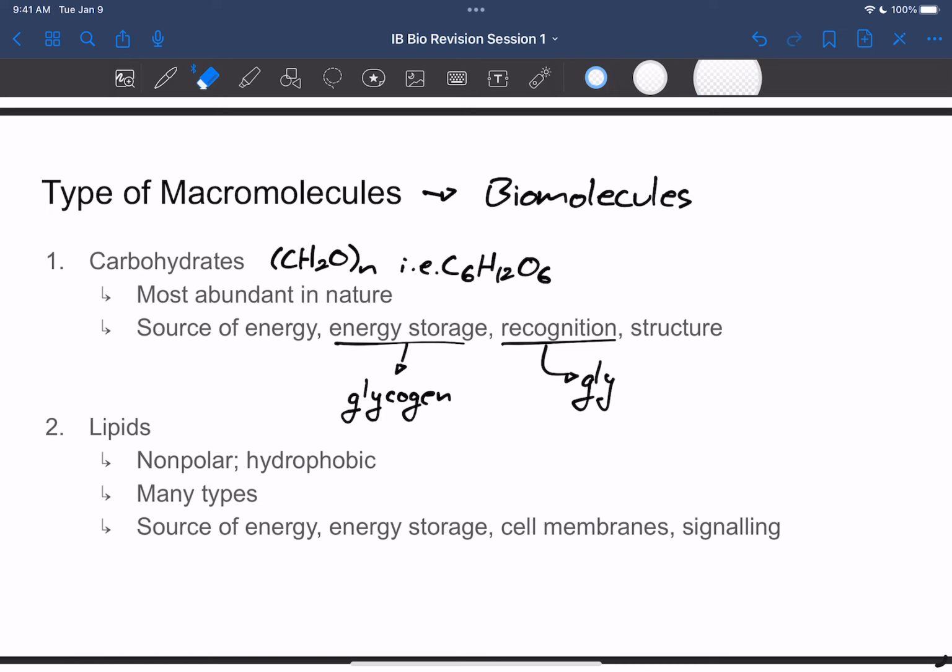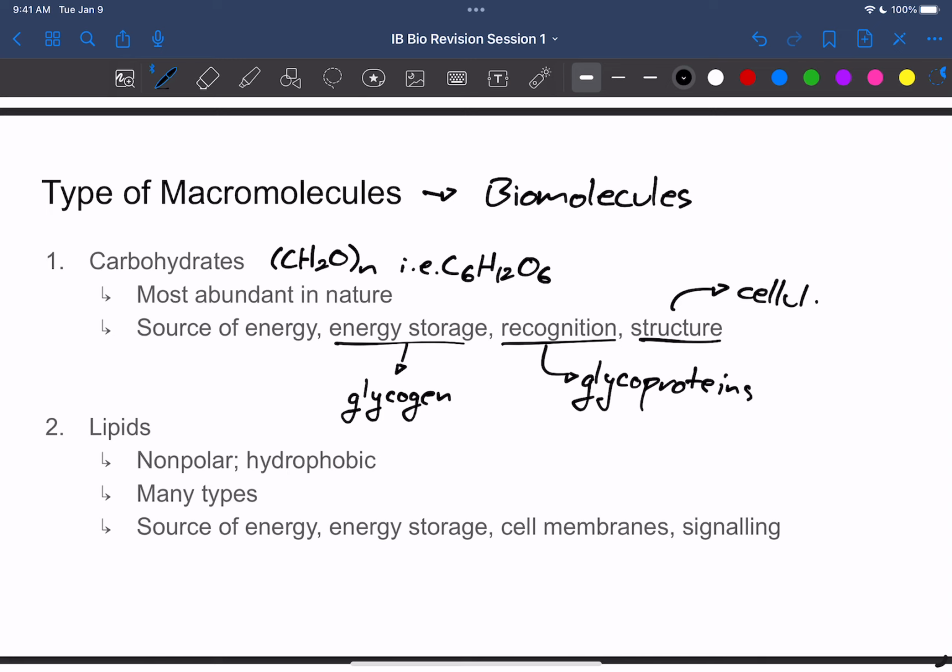What am I writing here? And structure. Structure could be something like cellulose, like I mentioned before. So carbohydrates really have a lot of different functions.